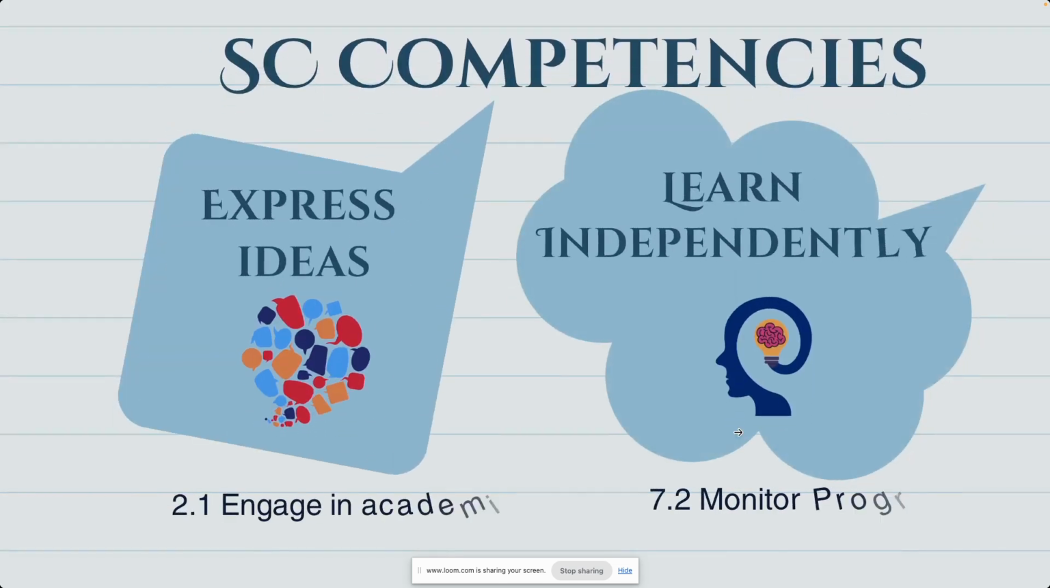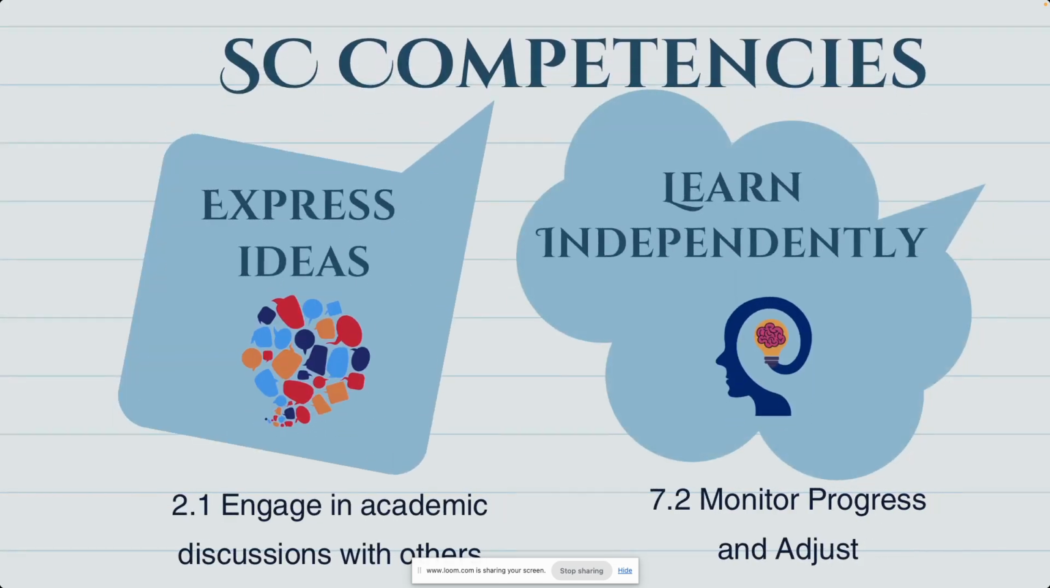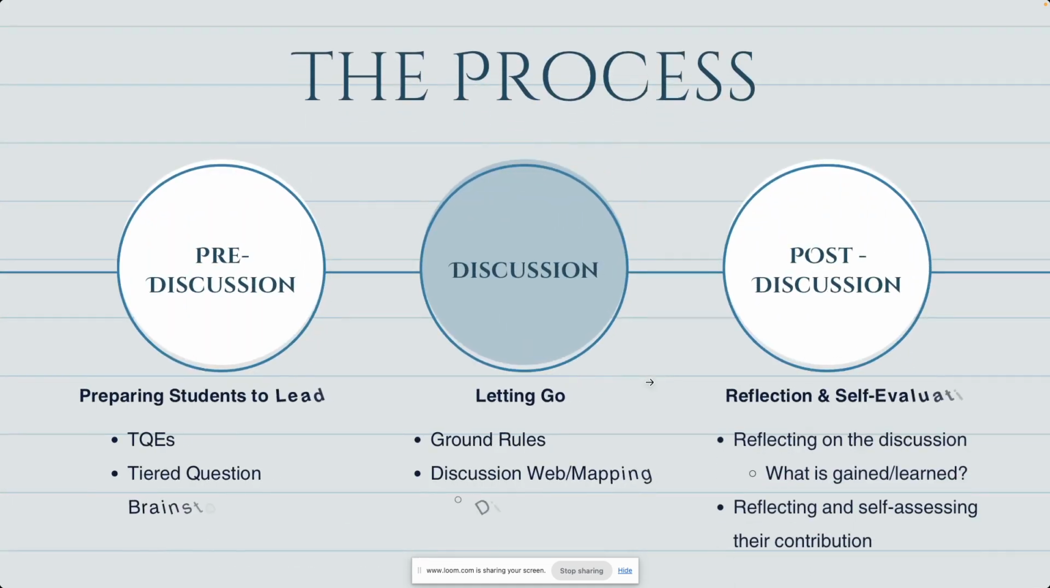When we think about the South Carolina competencies, these two come up. We're hoping to support these competencies through our classroom discussions. We're hoping students will engage in academic discussions with their peers and that they will monitor their own progress and adjust when necessary. We're going to talk a little bit about how to get ready for an academic discussion in your classroom, what to do during the discussion when it's happening, and then maybe what to do to reflect and assess after the discussion has taken place.